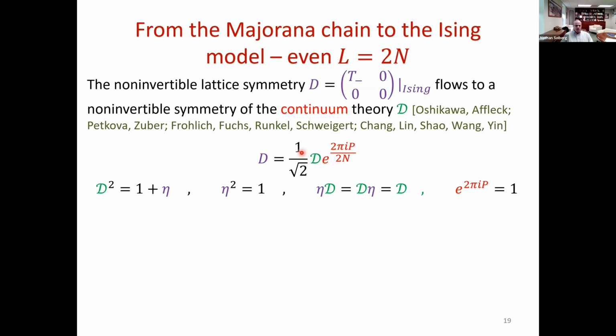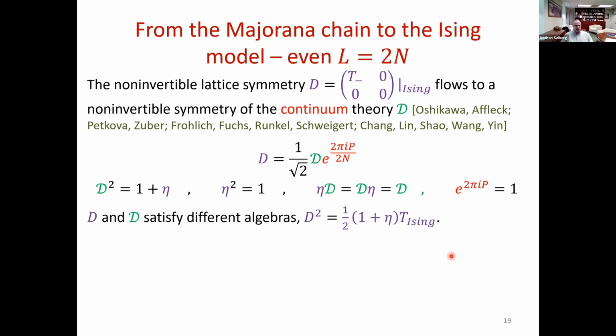This continuum operator satisfies the following algebra. This is trivial. This is just a statement that it's a Z2 symmetry. This is the statement that we have periodic boundary conditions. And D squared is 1 plus eta. The reason is that in the continuum we take n to infinity, so this thing drops out. And this eta commutes with D. So this algebra had been written before by these people and many others.